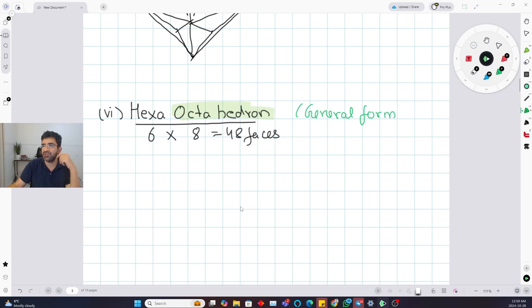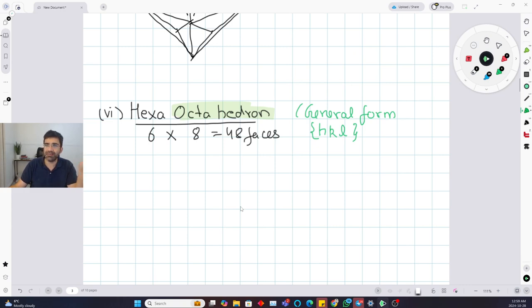The word general form means the intercepts on the 3 axes, A, B and C, are different. So you cannot write 1, 1, 1 or 0, 0, 1, anything. It is HKL type. HKL simply means the intercepts on the 3 axes are different.